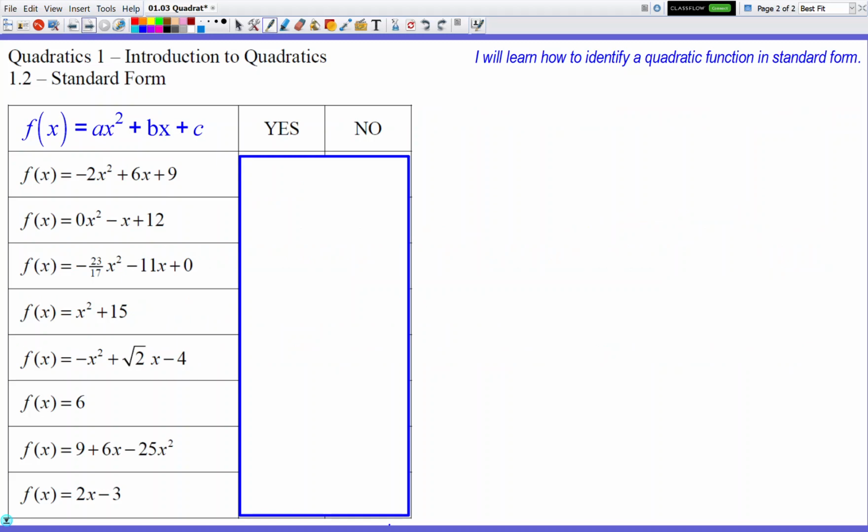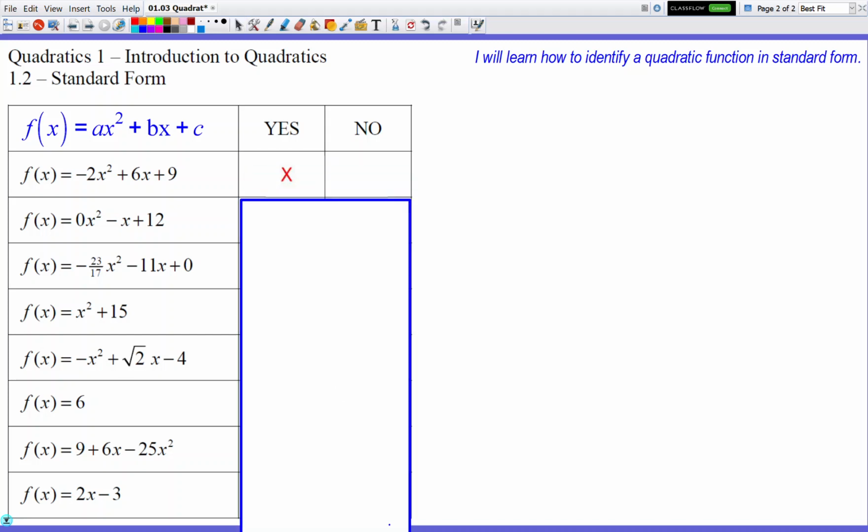We're just going to mark yes or no if it's a quadratic function or not, and if it's a no, then we're going to tell why. In the very first problem, do we see the presence of x squared? Yes, we do. Since x squared is present and accounted for, we can mark this as a yes. This is a quadratic function.